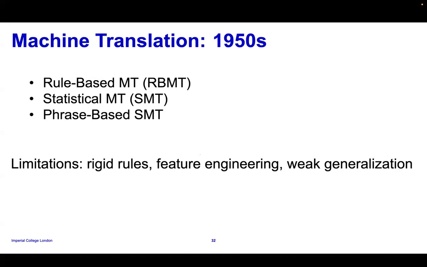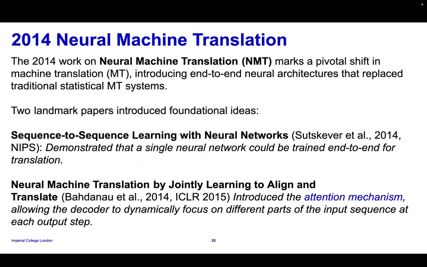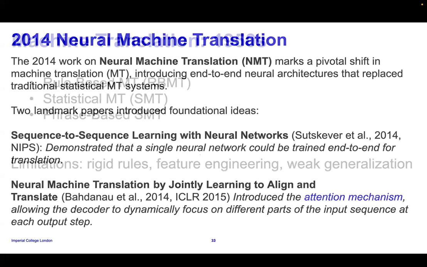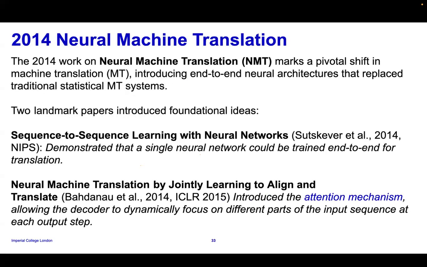So from the 1950s, that is what we used. In 2014, we changed to using neural machine translation, that is using what we call Seq2Seq, for example.